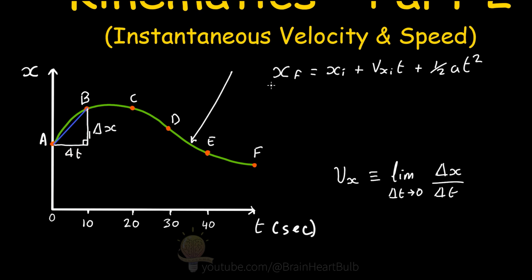Now we'll get into this equation at a later lesson, but what we can do with this equation is we can differentiate with respect to time to find the gradient at any point along this curve. And this dx over dt is the instantaneous velocity because it's the gradient.